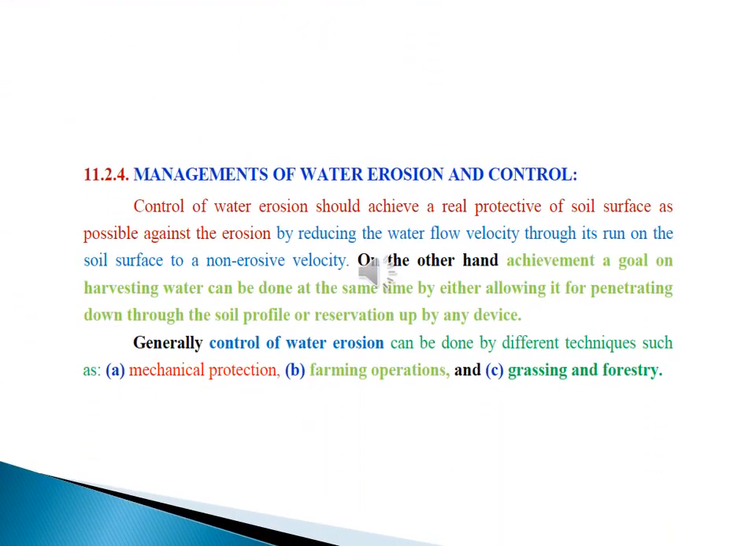Management of water erosion and control. It is an important subject really. Control of water erosion should achieve a real protection of the soil surface as much as possible against erosion by reducing the water flow velocity as it runs on the soil surface to a non-erosive velocity. Generally, control of water erosion can be done by different techniques such as mechanical protection, farming operations, and grazing and forestry methods also.